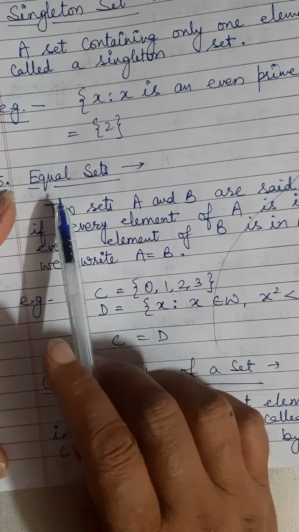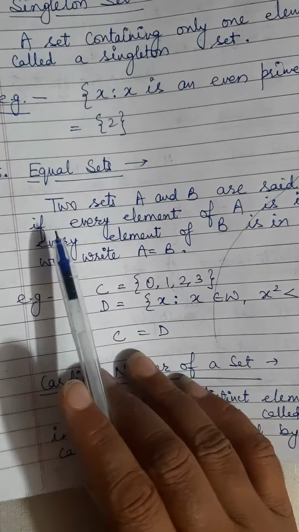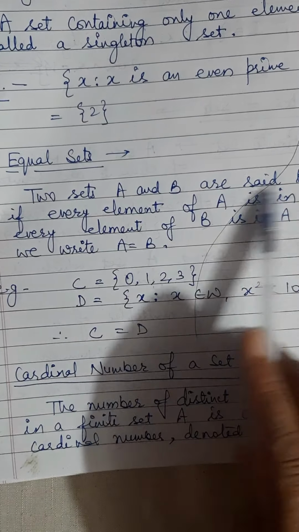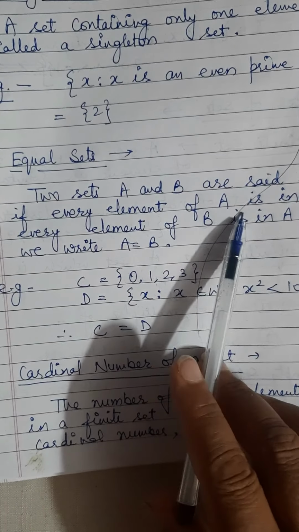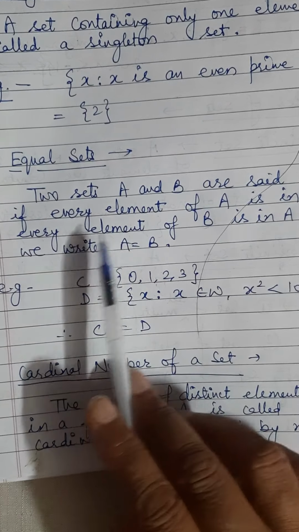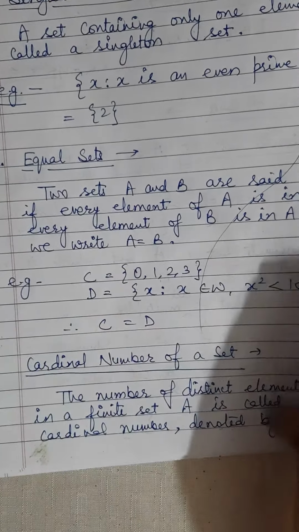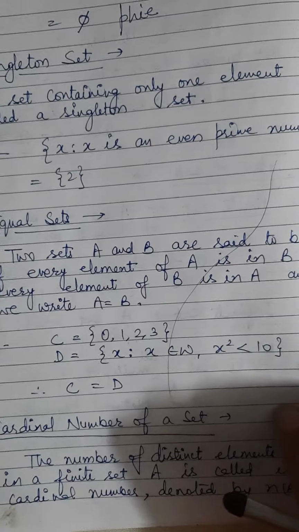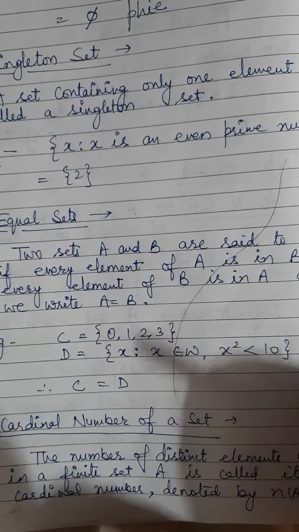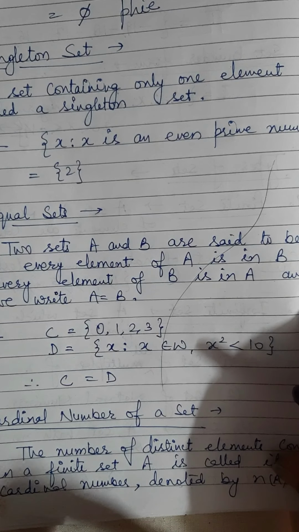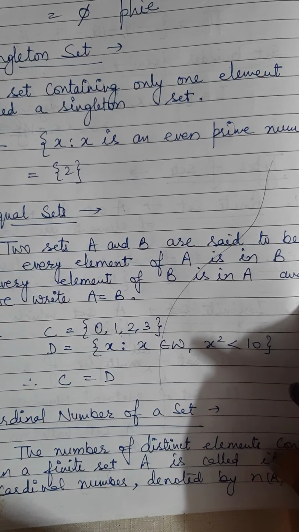Fifth one is equal sets. Two sets A and B are said to be equal if every element of A is in B and every element of B is in A. Means if two sets are given, then the number of elements in both the sets are equal and we have the same elements in both sets A and B. Then only we can say the sets are equal.